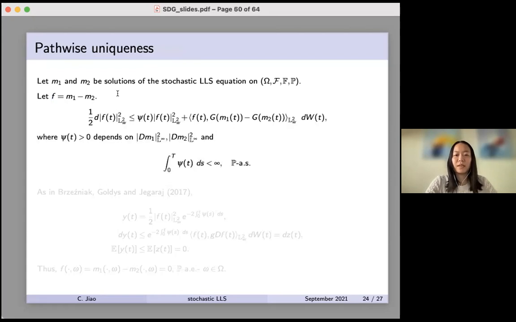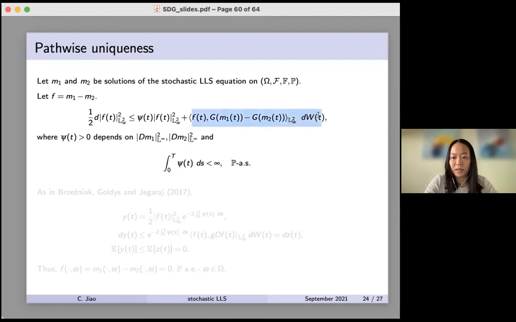As usual, we apply Ito's lemma to df squared. The drift part of df squared can be estimated by the product of a function psi and the L2 weighted norm of f. Psi is a positive function depending on dm1 L infinity squared and dm2 L infinity squared. If you recall from the previous slide that we had estimate for L infinity norms, we can easily show that this function psi is time integrable almost surely.